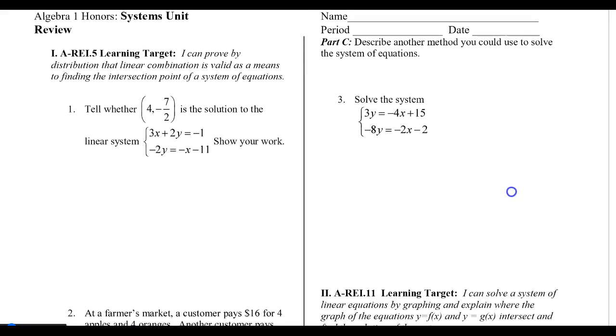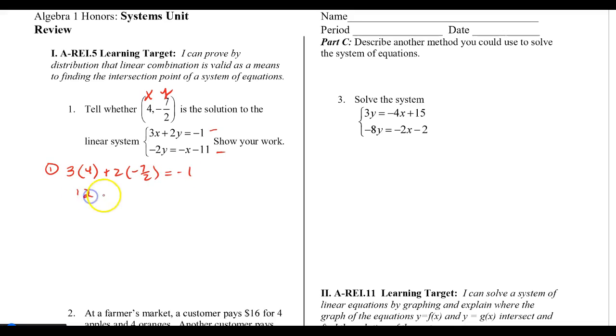So it's going to be a solution if that ordered pair, which we know is always x, y, works for both the first and second equation. So we're going to go ahead and plug it in. For equation 1, we've got 3 times 4 plus 2 times negative 7 halves is equal to negative 1.